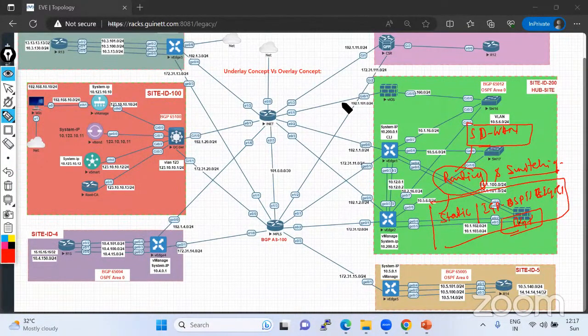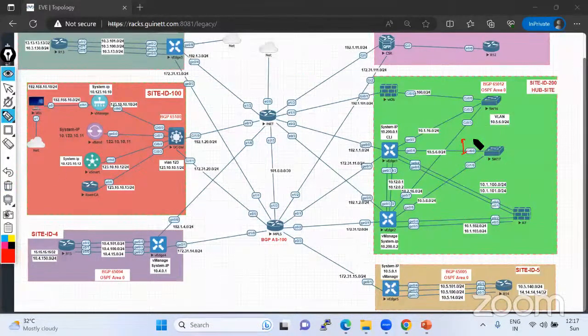So I would highly recommend, if you have some challenges in IGP routing protocol concepts, especially EIGRP, OSPF, static routing, or BGP, that at least you have a basic understanding, then you are good to start with SD-WAN. If not, then I would suggest you brush up your skills and try to understand those things as well, right?